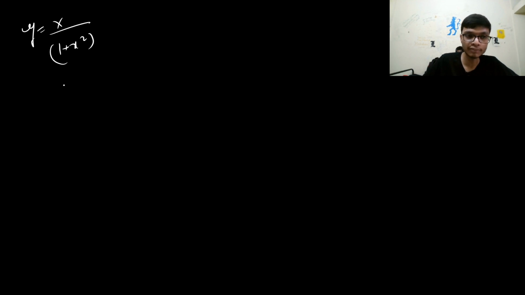Now how do we get to this graph? First we try to find the value of the graph at various points, that is at x equal to 0, x equal to infinity, and x equal to minus infinity. At x equal to 0, we see that y is equal to 0, and at x equal to infinity, we get the value of y also tending towards infinity.